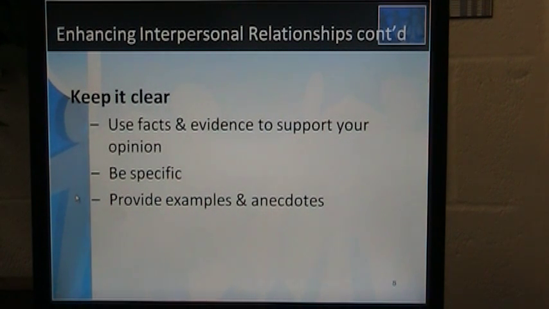So keeping it clear includes a lot of different factors, but these are just a few ways you can strive to keep your message clear. Here are some examples.